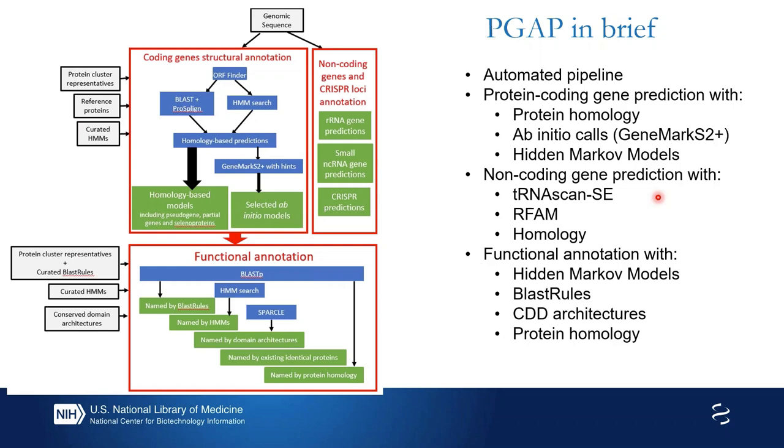The functional annotation is done by a combination of hits to hidden Markov models to which we have assigned curated protein names, as well as BLAST rules. We also assign function using the Sparcle engine. We apply conserved domain architecture with Sparcle. And as a last resort, we will use homology using BLAST-B.